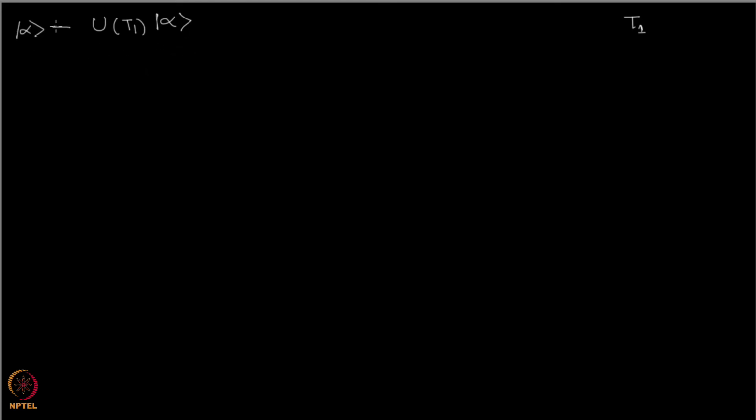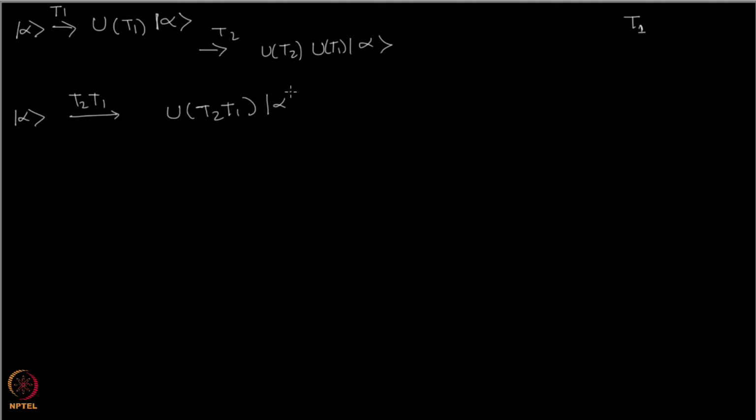So, let me write it like this. Alpha goes to u T1 of alpha, and then this state, if I do a further transformation, will go to this one, u T2. But we could have done this in one go. Instead of doing first T1 and then T2, I could have started from alpha and done T1 T2. T1 on the right means first this is the operation. This product I can do in one go, and then it should give me the unitary operator corresponding to this transformation.